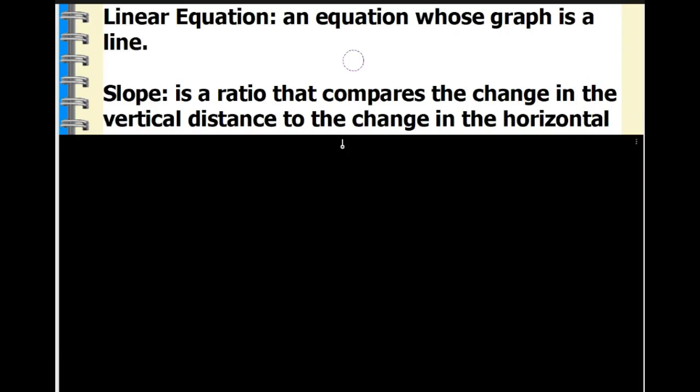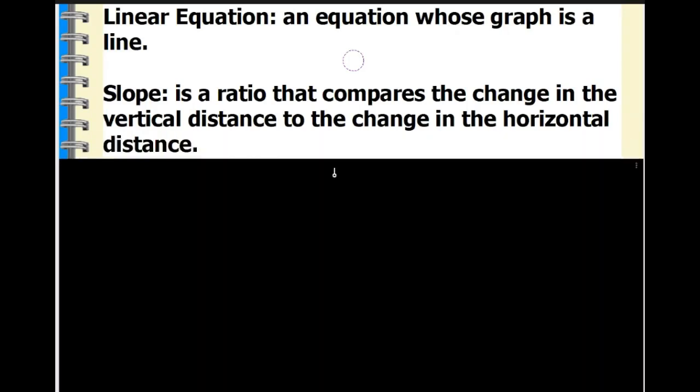Slope is a ratio that compares the change in vertical distance to the change in horizontal distance. What was the phrase we used to talk about slope last week? Somebody said it. What was it? Go ahead. Rise over run. That's the easy way to remember.